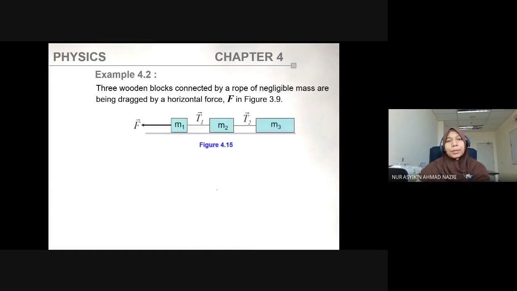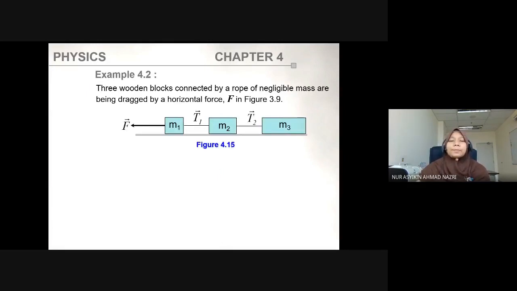Alright, let's see an example here. Three wooden blocks connected by a rope of negligible mass. Dia kena ada mention perkataan negligible mass. Kalau tak, dia jadi masalah jugalah, sebab kita kena consider mass tu, nanti dia pun ada W juga arah bawah semua.